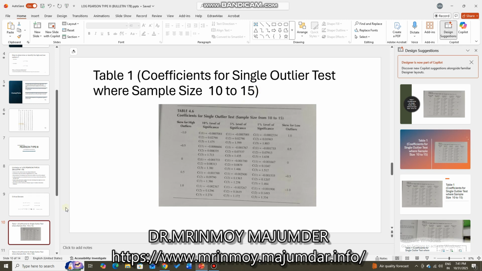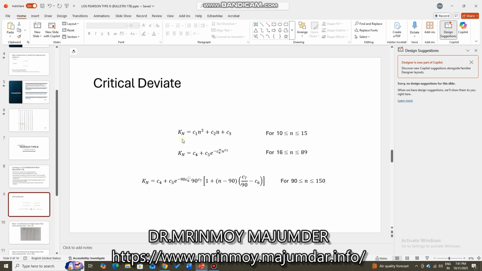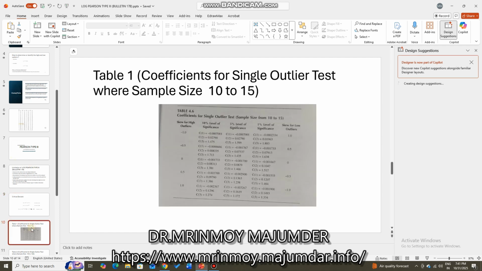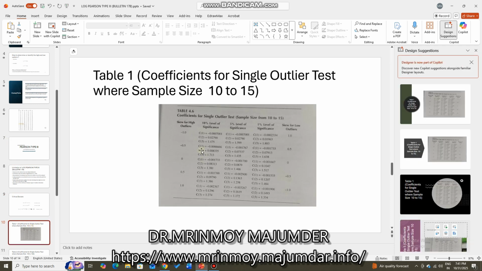Here you see for 4 different skew of your data set, you can find the value of coefficients for 10 to 15. So if we go to how to calculate the critical deviate, you see for 10 to 15 we only need 3 coefficients, C1, C2, C3, not more than that. N we know, the value of n is known. So go to the table, you see here the skew for high outlier, that means the maximum outlier. Maximum means by value or magnitude it is the largest, and the low outlier means by value or magnitude it is the lowest.